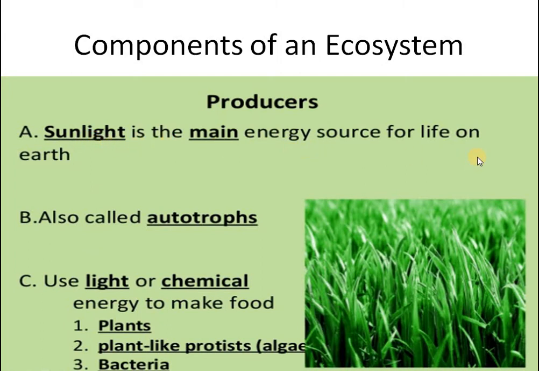We all know this from our primary classes, that the sun is the basic source of energy on planet earth. The organisms that can make their own food are called autotrophs, and the nutrition would be called autotrophic nutrition. What do they do? They use light or chemical energy to make their own food. Examples of these organisms can be plants that we see all around us. Then there are plant-like protists called algae. And then there are certain bacteria which are also able to make their own food.